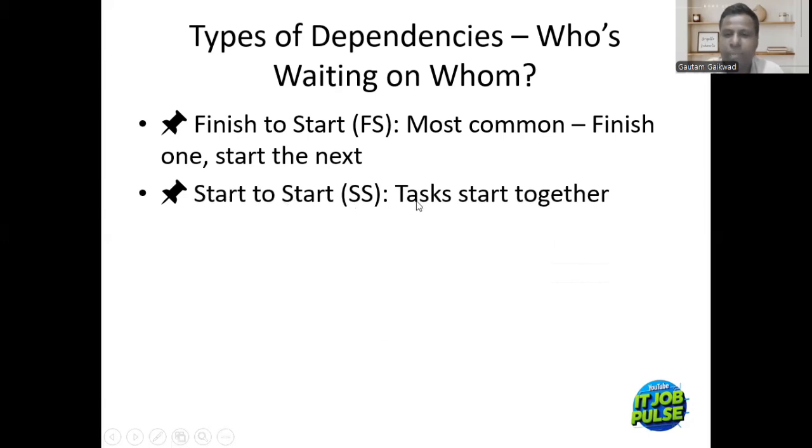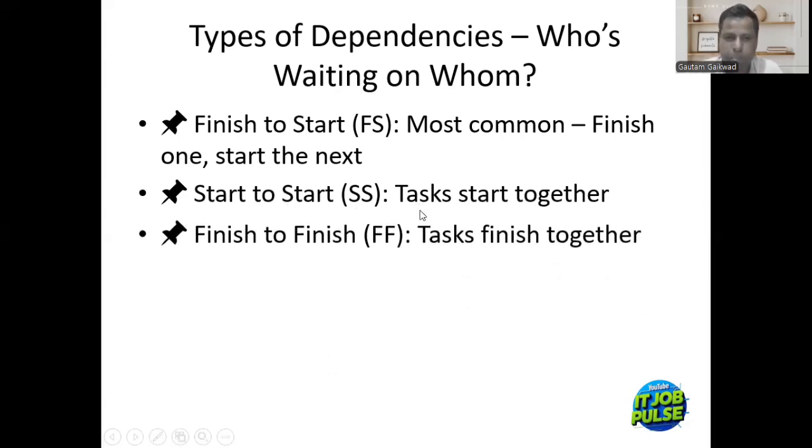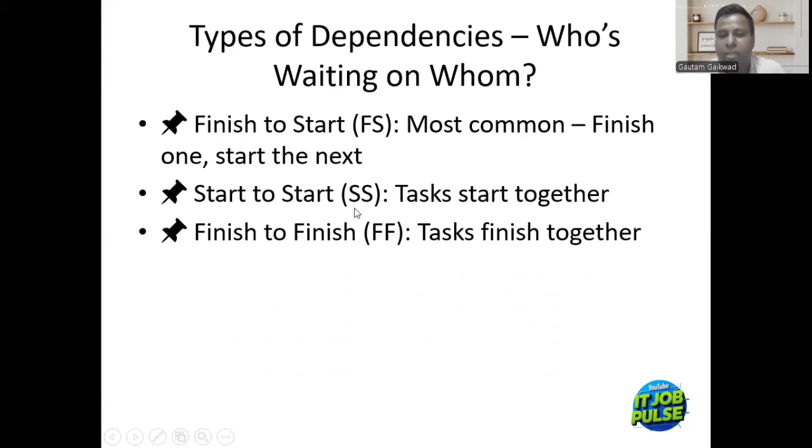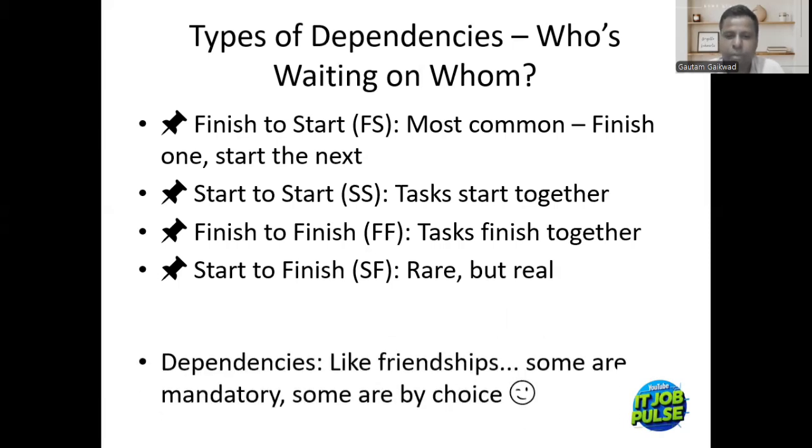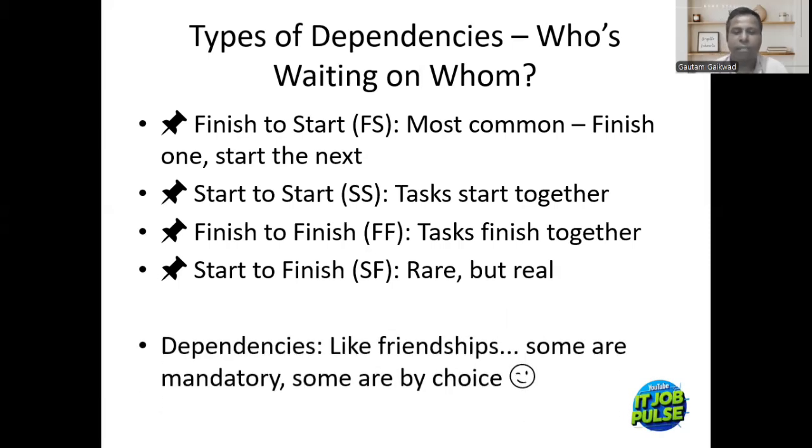Start to start, that means two tasks start together. Finish to finish, tasks finish together. As here, the tasks got started together, so here, tasks need to be finished together. Start to finish, that is rare but real. So dependencies are like friendships. Some are mandatory, some are by choice.